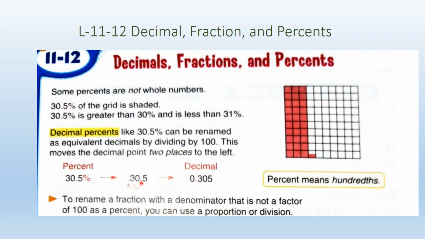Just shift this decimal 1 and 2. Then you can see the answer is 0.305.